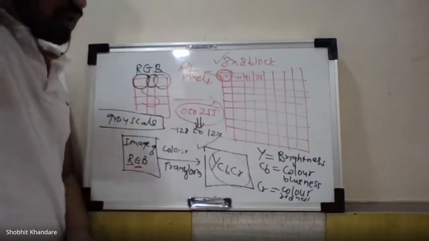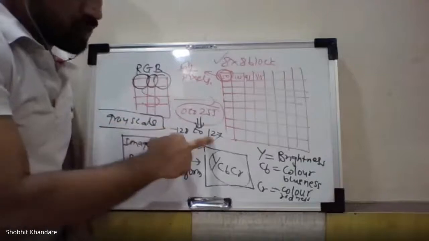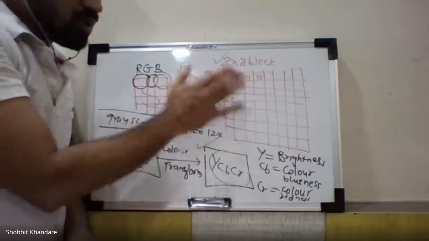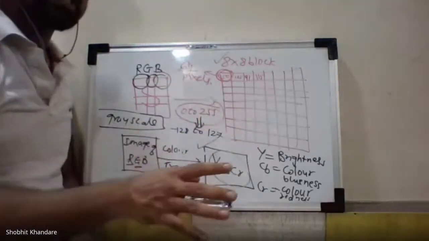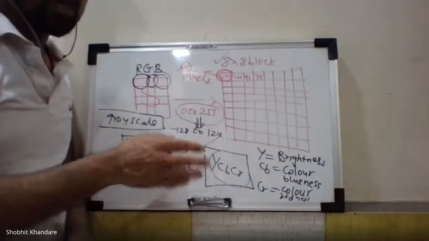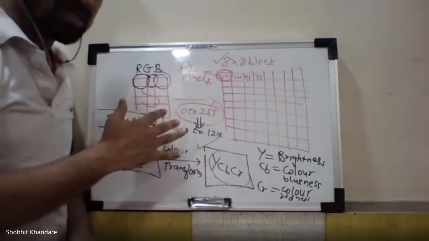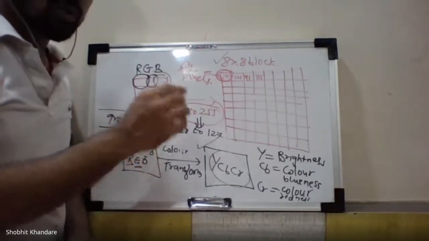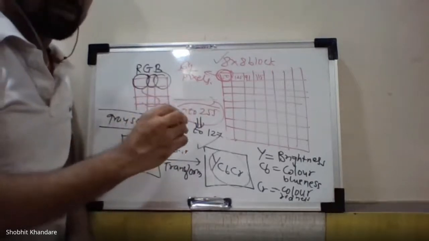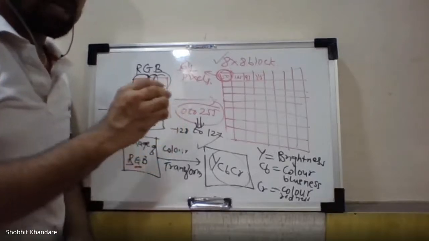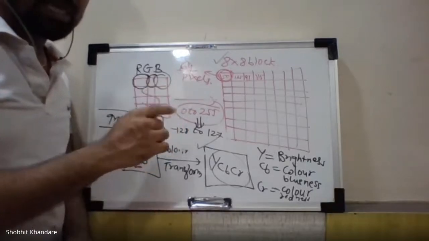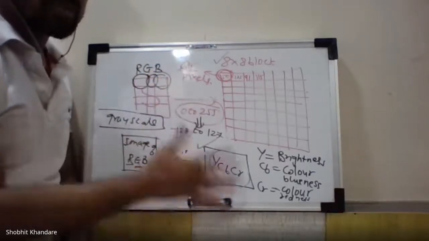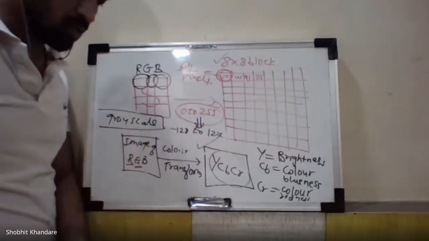What I told you earlier, from -128 to 127, every block will have the pixel values. On this image, you apply the DCT, so that you will be getting the values. That means when I'm applying the DCT on the image, I am bringing down the frequency components to the lower frequency component. That is in short.